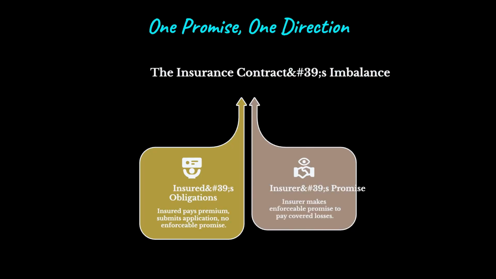Picture a covered loss where the insurer refuses to pay. The insured can go to court and enforce that one promise. The enforceability runs only one way, from insurer to insured, because the insured already completed their side by paying and applying. Unilateral simply counts the enforceable promises, and in insurance there's exactly one made by the company.